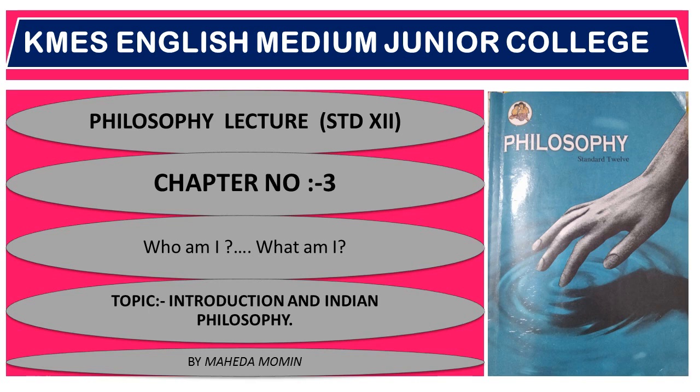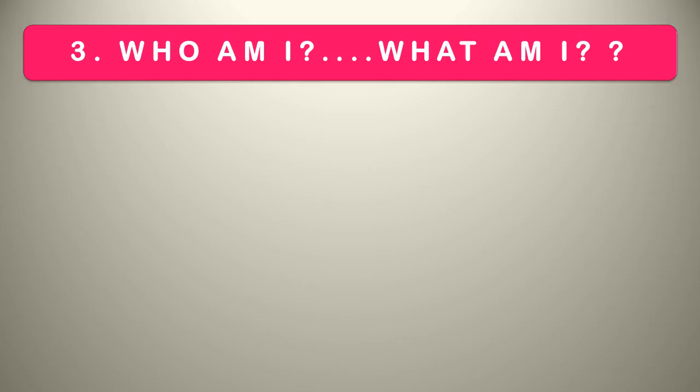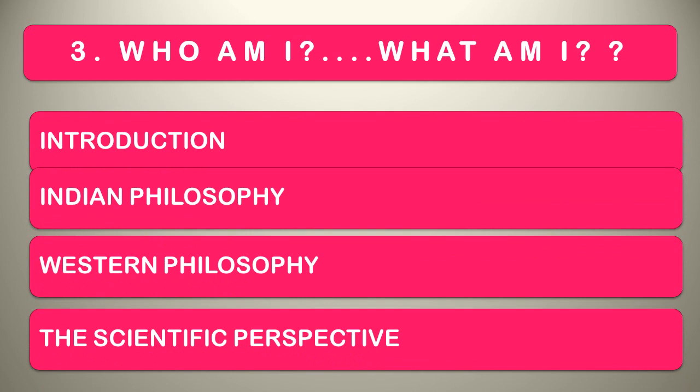For Chapter 3, Who am I? What am I? For the topic, Introduction to Who am I and What am I? An Indian Philosophy. Students, the third chapter of philosophy named Who am I and What am I consists of the following subtopics: Introduction to Who am I and What am I, Indian philosophy, Western philosophy, and the scientific perspective.